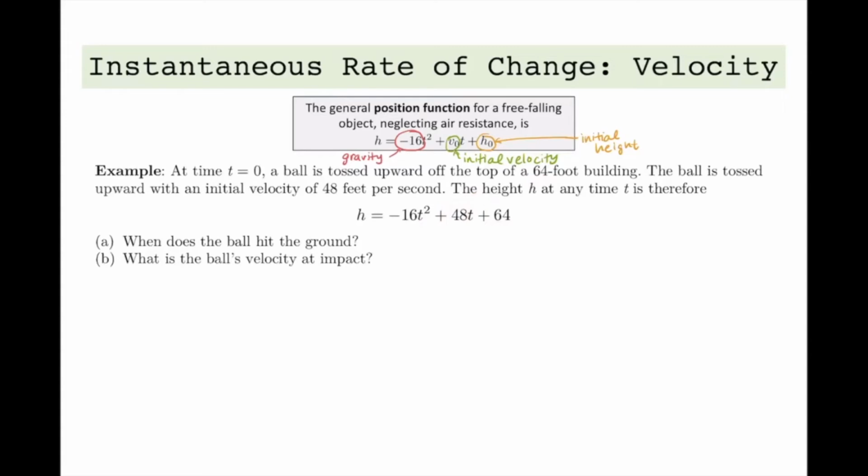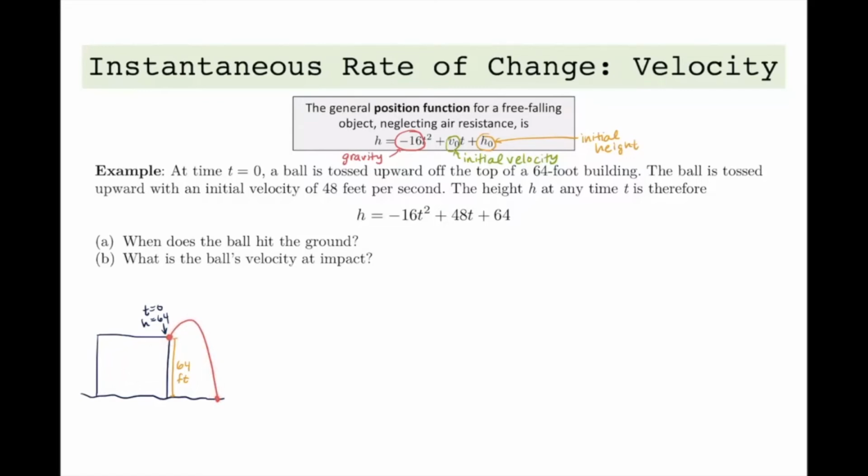In part A, we want to know when the ball hits the ground, and in part B, we want to know what the ball's velocity is at the point in time when it hits the ground. If we draw a picture of this situation, we have a building here, and here is where the ball is tossed upward. Based on our experience of the world, we know that this will turn around and come back down and fall to the ground.